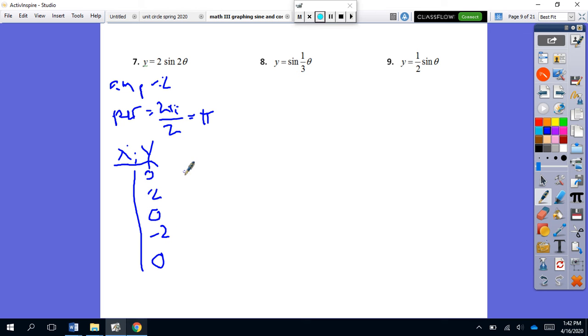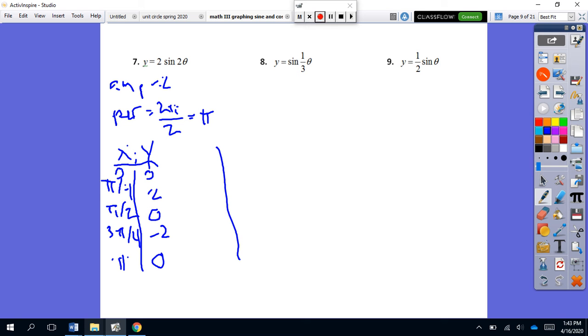So I always say start with 0, end with your period, and then you work your way back. Take half of that, and that's your middle angle. Well, half of pi is just pi over 2. And then take half of that, and that gives you this angle. Half of a half is a fourth, so pi over 4. And then whatever this is, multiply the top by 3. So this would be 3 pi over 4.